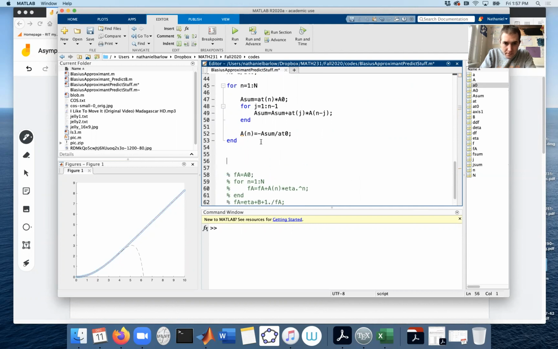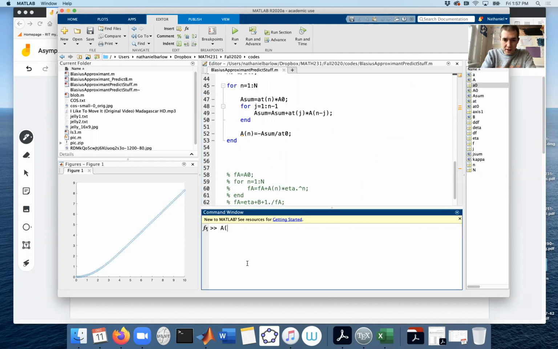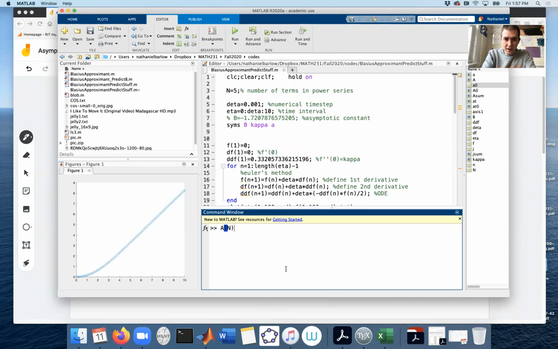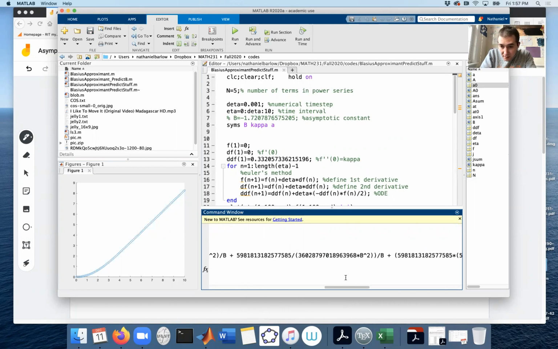Okay. And let's just run this to make sure nothing breaks. Okay, so if we look at a of, well, let's see, how many terms do we have? 12, right? So let's crank that down. Why don't we bring this down to 5? And if we look at a of capital N, look at that. It's a function of b, and there should be a kappa in here somewhere too.